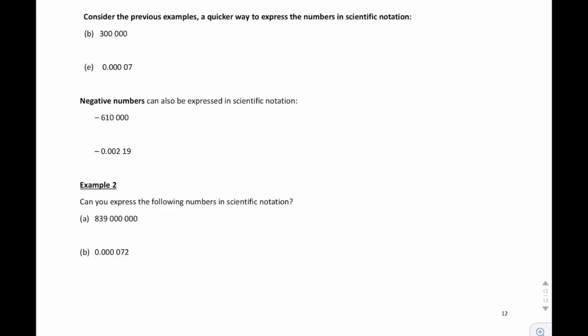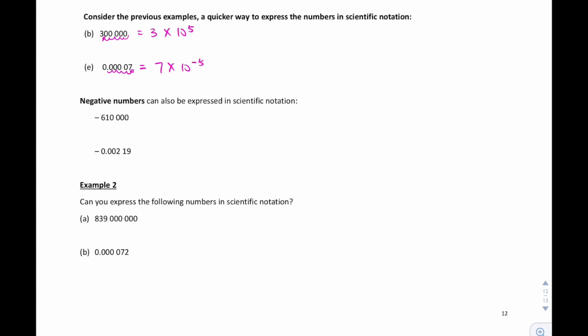Now let's try to use the quicker way to express the numbers in scientific notations. Take the previous example. Here, the decimal point is moved 5 places to the left. So this is 3 times 10 to the power 5. And for E, the decimal point is moved 5 places to the right. So this is 7 times 10 to the power of negative 5.